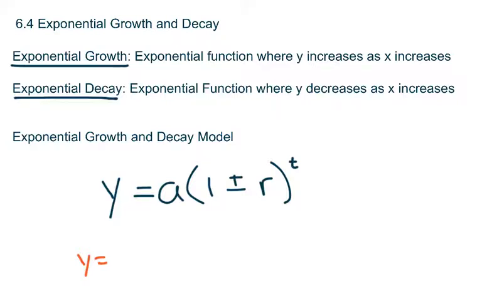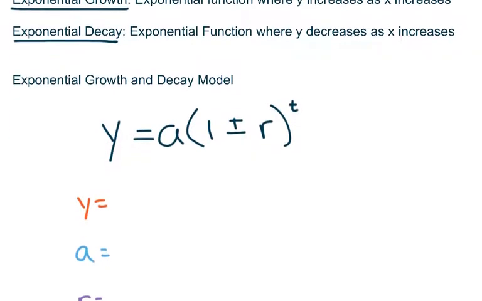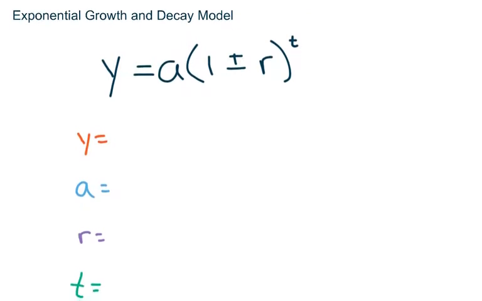Okay, exponential growth and decay really has a lot more real life application than some of the previous sections. So we start with this exponential growth and decay model. Okay, so here's our formula: y equals a times 1 plus or minus r to the t power. Now your y value represents your final amount. Okay, so we'll write that in: final amount. That is this letter right here.